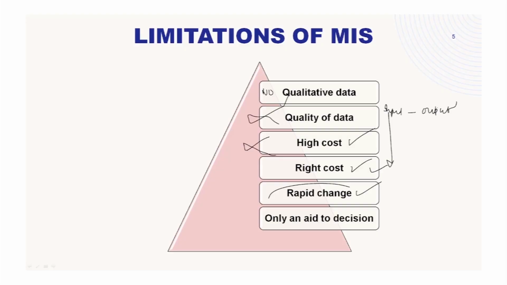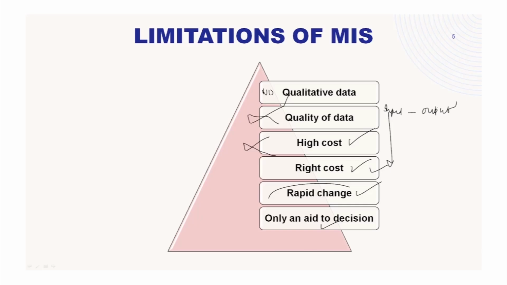And the last one, only add to the decision. It is something which a manager is using for decision purposes, so it supplements the decision. This software will not give you a decision by itself. So proper judgment by the manager will be required all the time when they are using the software. So these were the limitations of the MIS.